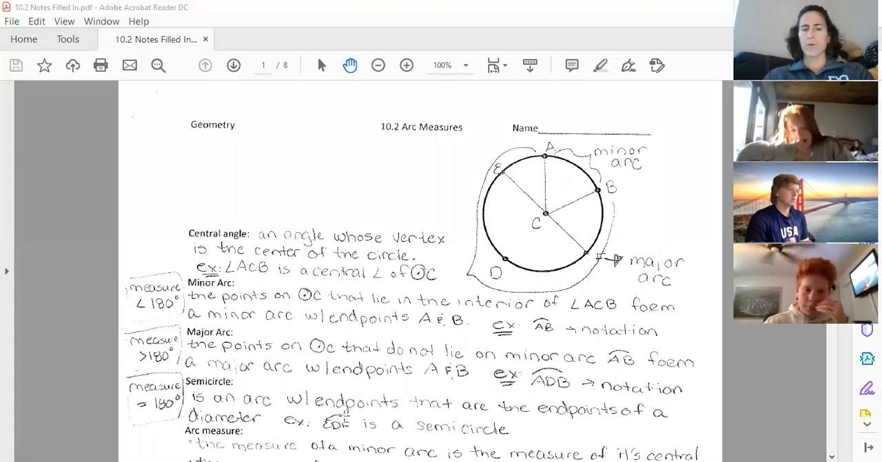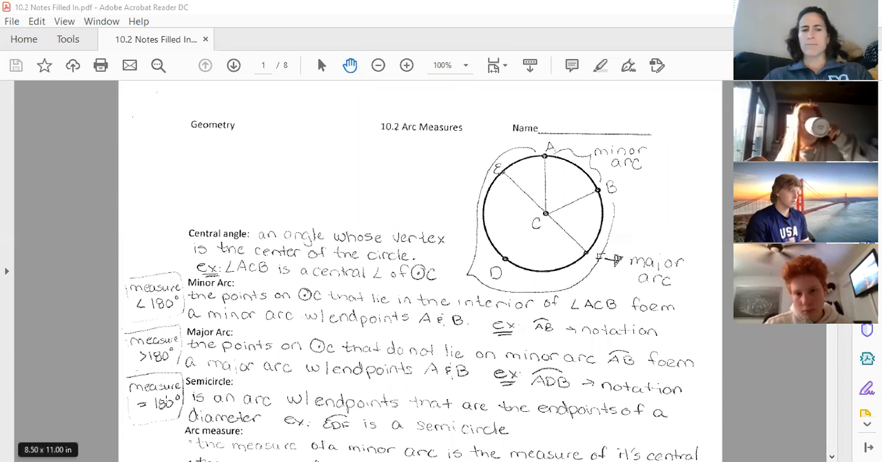And you notate a semicircle with 3 letters as well, like you do a major arc. Okay. So minor is less than 180, major is greater, and then semicircles are equal to 180. Okay.